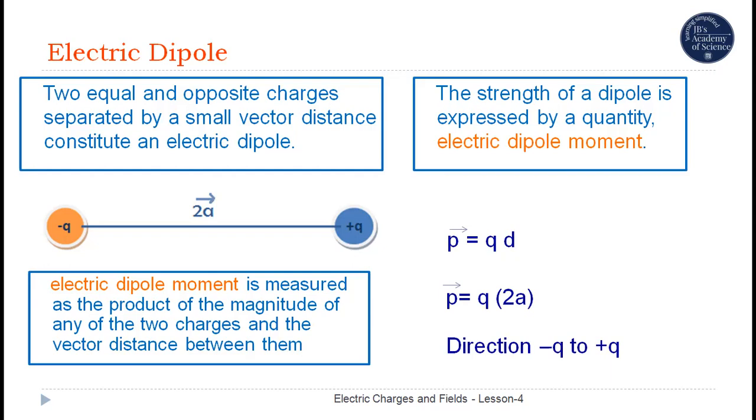Why 2a is chosen here is for our convenience. In some situations, the distance is measured from the center of the dipole. Therefore, if you take 2a, the distance from center to any of the two charges is a. So to avoid fractions, it is generally taken as 2a. We can take d or a or any letter. Direction of electric dipole moment is from minus q to plus q.